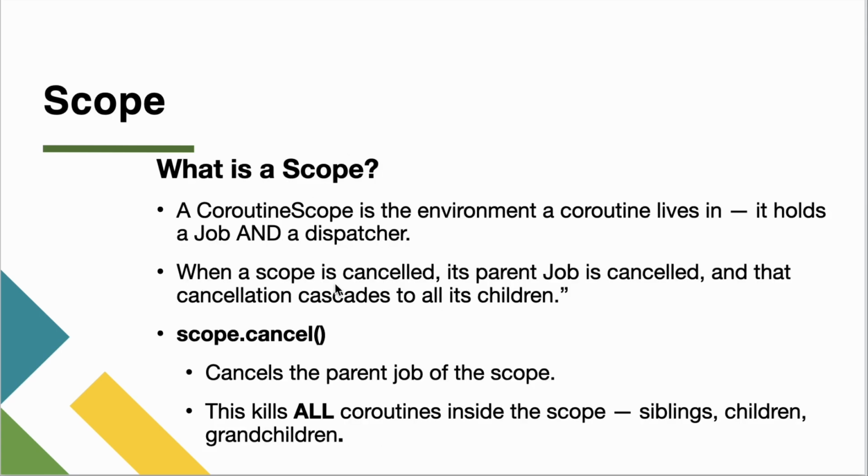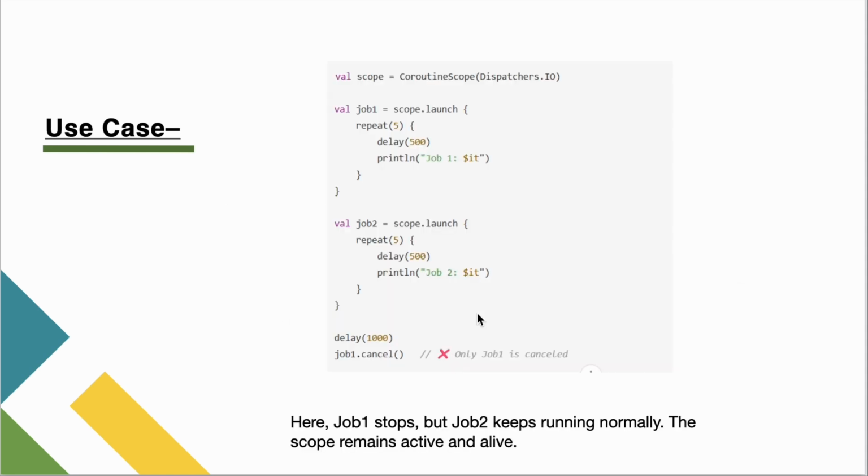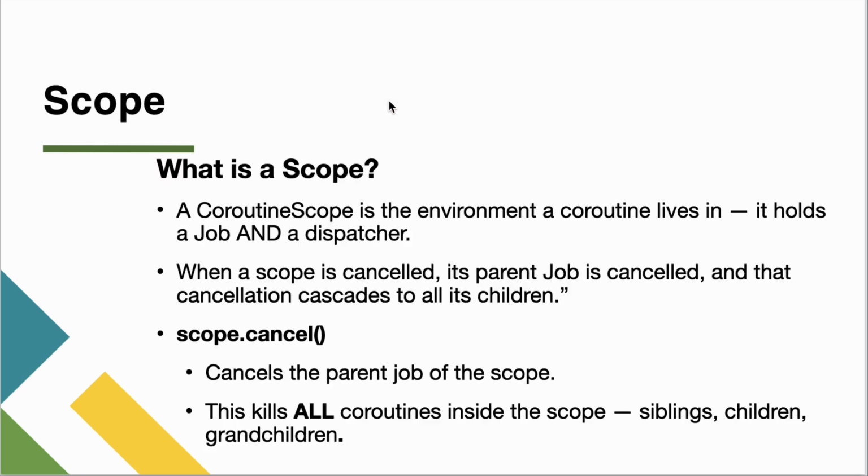When a scope is cancelled, its parent job is also cancelled, and that cancellation cascades to all of its children. So assuming I try to cancel the scope itself, using scope.cancel, then it will cancel the entire scope, like all the jobs we are running. We don't have to specify a specific job; rather, it will just cancel the entire execution. So scope.cancel cancels the parent job, and this kills all coroutines inside the scope: siblings, children, and grandchildren.